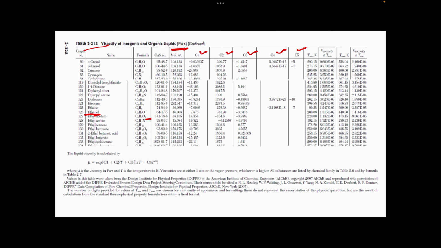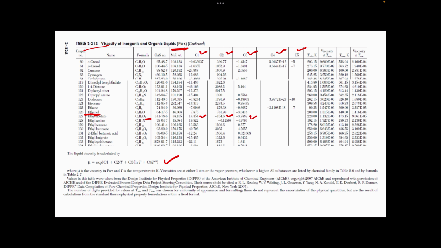We are supposed to use this equation, given at the bottom: mu is equal to exp of C1 plus C2 by T plus C3 ln T plus C4 T to the power of C5. But for ethanol we have only C1, C2 and C3, so we can ignore the remaining terms. If you do the calculation using this equation, it is just a substitution problem. You don't need to do great mathematics here.